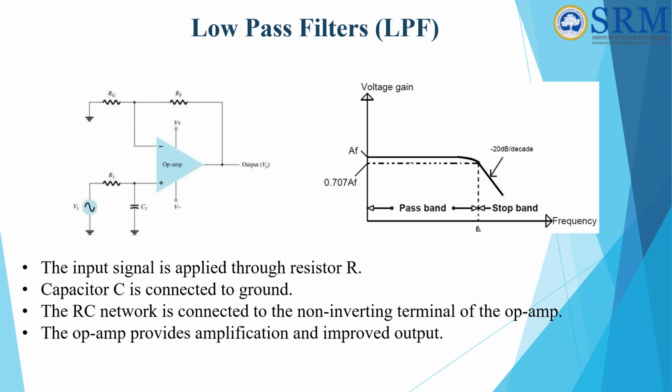The circuit diagram for the low pass filter is as shown in the figure. The filtering R and C components are connected to the non-inverting terminal of the op-amp, and the frequency response is also given on the right hand side of the slide. The low pass filter allows low frequencies to pass and attenuates high frequencies above the cutoff frequency. The output remains constant below the cutoff frequency, and above Fc the output decreases at 20 dB per decade for the first order low pass filter.